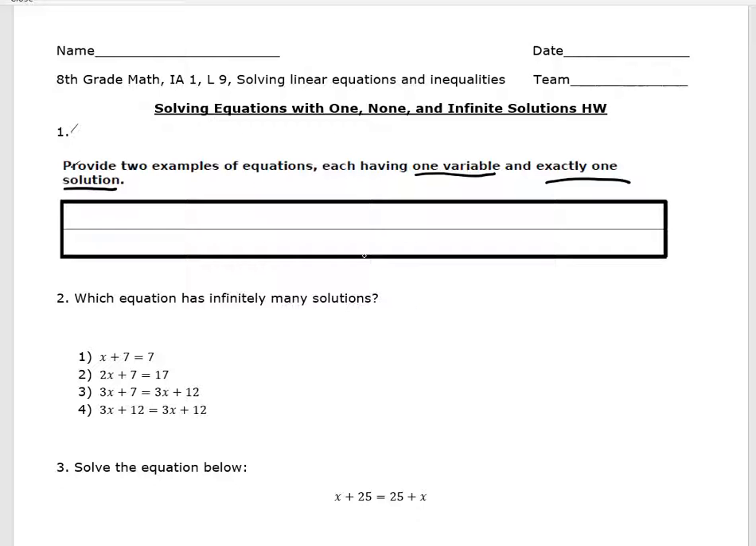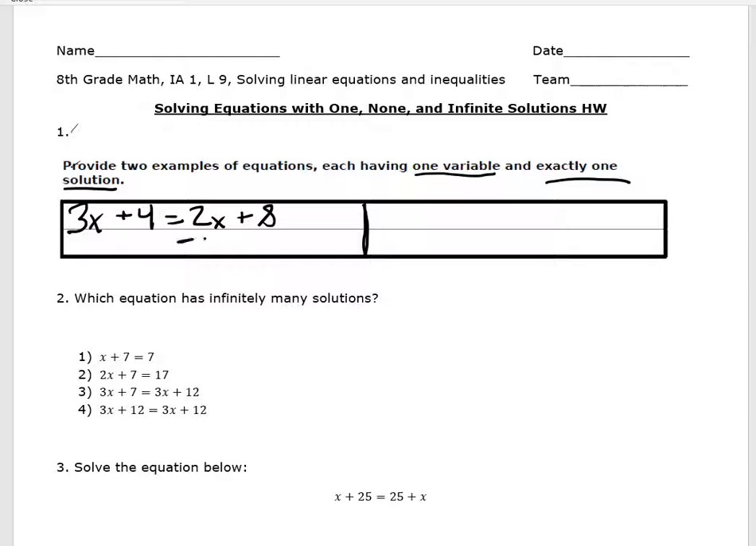The first one will have a variable on each side, still one variable, and then the second one will be a more traditional one. So I have 3x plus 4 equals 2x plus 8. The reason I know that this is going to have one solution is because I'm going to be left with a variable on one side. I am able to isolate the variable, and I will have a number that it is equal to.